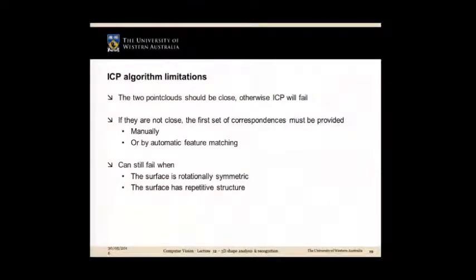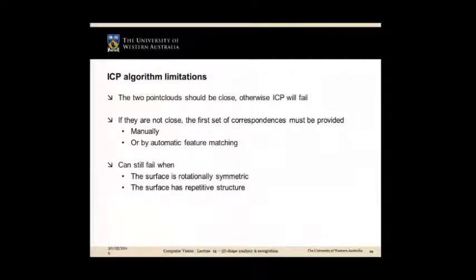Okay, so conditions of ICP. The two point clouds should be close, otherwise ICP will fail. If the point clouds are far away, it would fail. So they have to be very, very close, and then you perform some iterations, and then they are registered, right? So they should be very, very close.